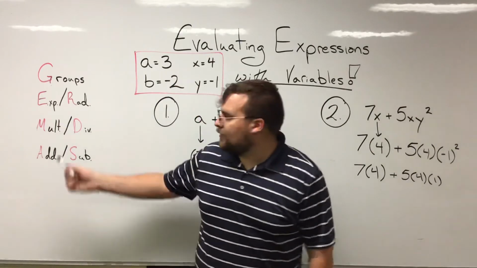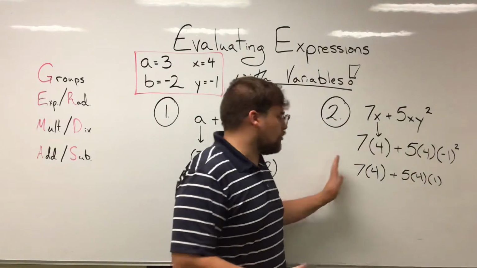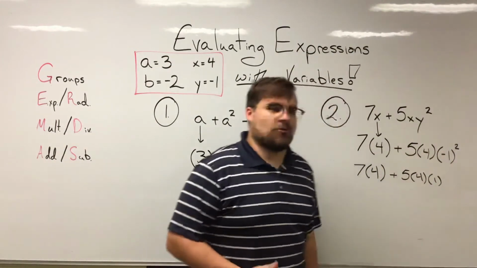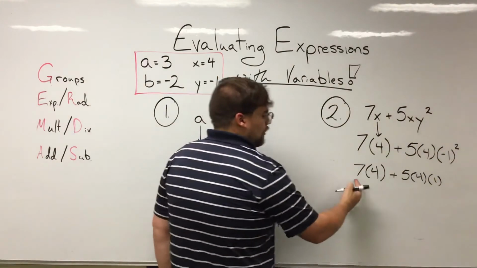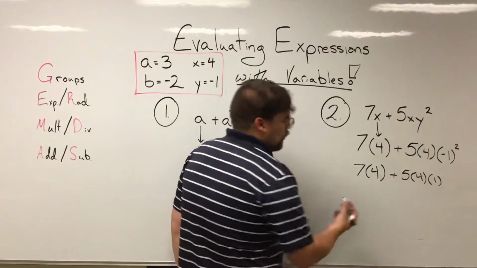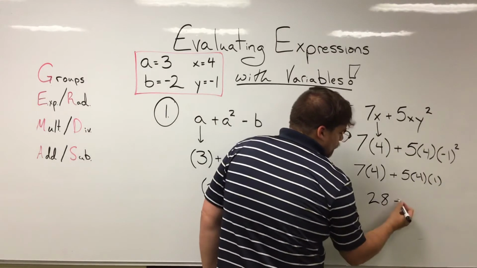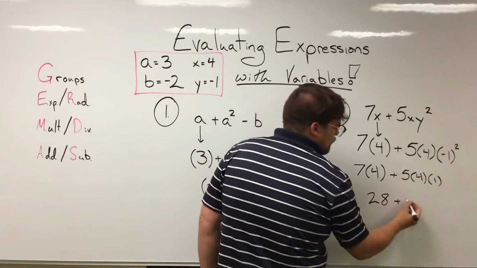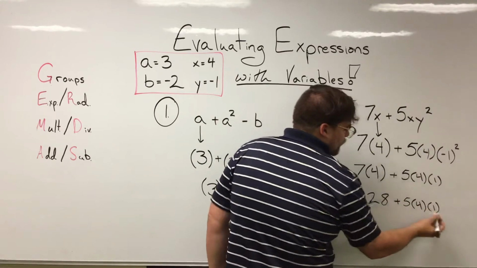Let's keep going. Multiplication and division. We have a lot of multiplication going on, so we're going to work left to right to work through any multiplication or division that we come across. We're going to begin by saying 7 times 4. Well, that's going to be 28. And then we still have 5 times 4 times 1 here.